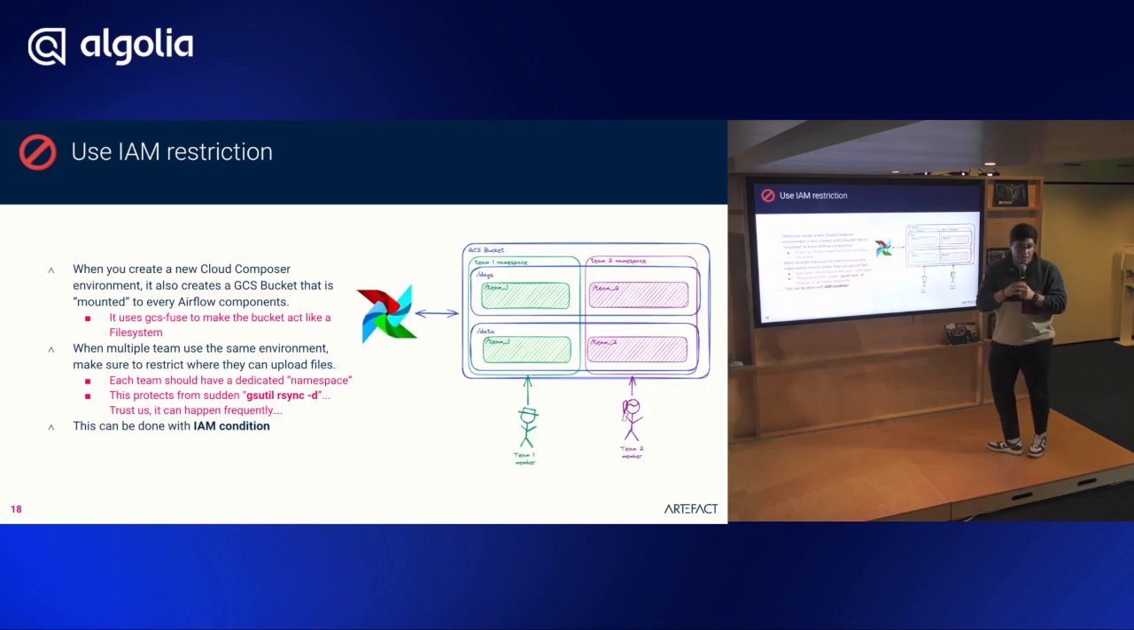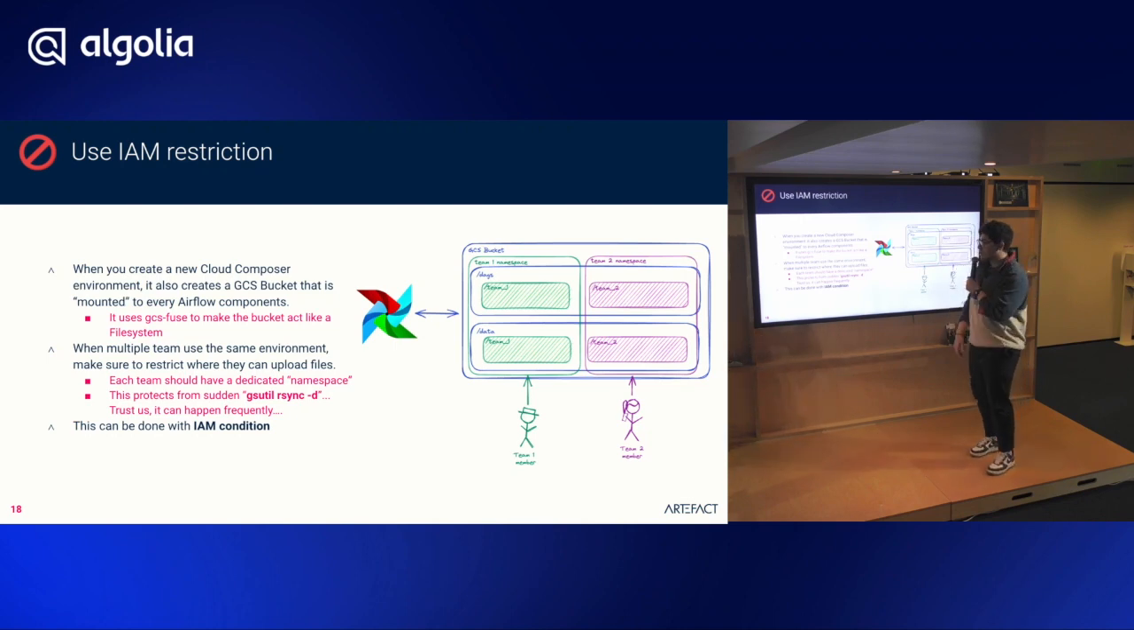So what we mean by namespace: there are 2 main folders, DAGs and data. With IAM condition, you can make sure that team1 can only write in DAG/team1 and data/team1, and same thing for team2. And it really makes the migration and the life of the Composer much easier.